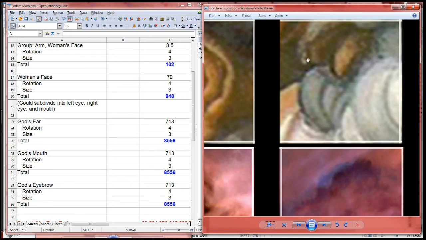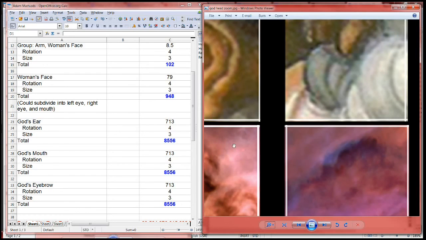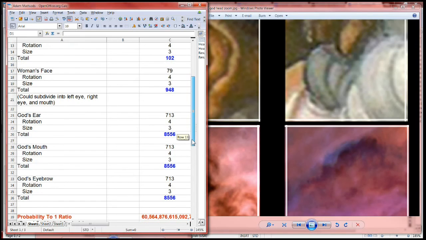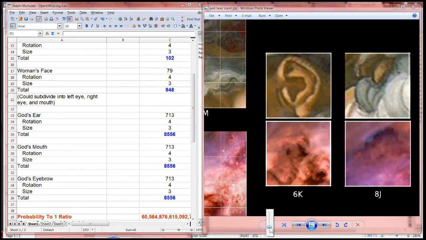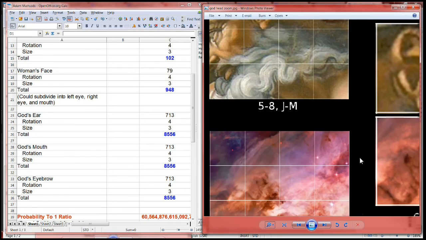And we can see that as this comes up here, it signifies the start of the mouth, and if we go straight down, that's where the start of the mouth is. The end of the mouth is right here. We can go straight down and see that that's the end of the mouth. So the size is correct as well. So we have another multiplier regarding the mouth. So 713 times 4 rotation times the size is another 8,556. And then of course now we have the last one, which we'll just take a look at real quick.